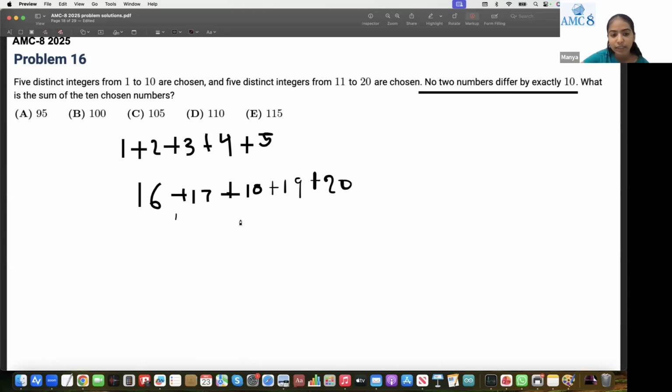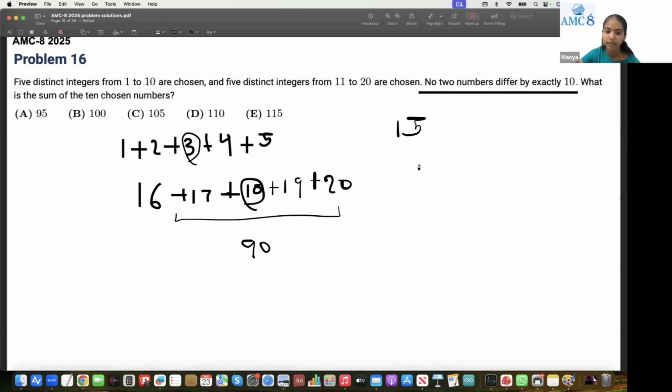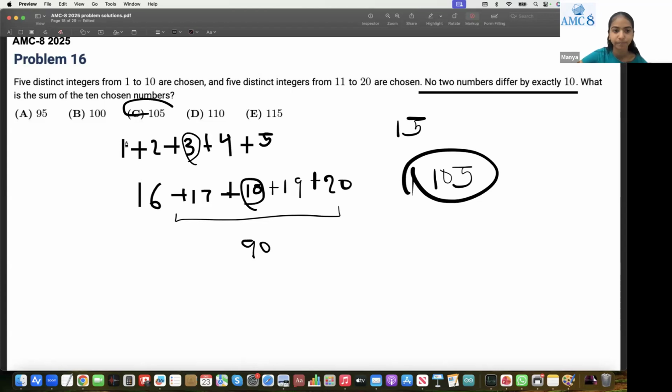Once again, we can find the middle number here, and that will be equal to 18. 18 times 5 will give us 90. And the same thing here: 3 times 5 will give us 15. And now we can just add these numbers up. 90 plus 15 will give us 105. And so that will be our final answer, choice C.